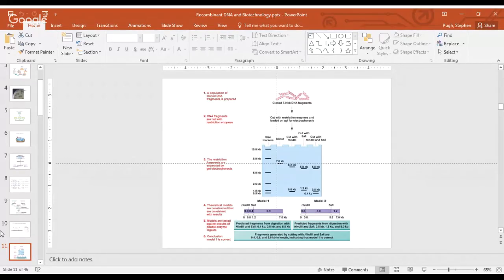Now, when you look at the combined cell, the lane on the right, where they've been cut with both enzymes, you see we have 3 pieces of DNA that match up really well with model 1, the model on the left. So that tells us where these particular restriction sites are located. And that's a restriction map. And a restriction map is a useful tool to describe the structure of a particular piece of DNA.